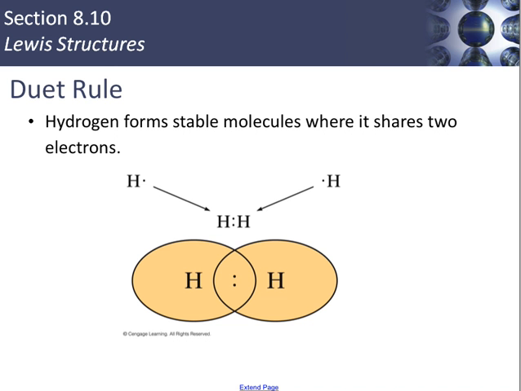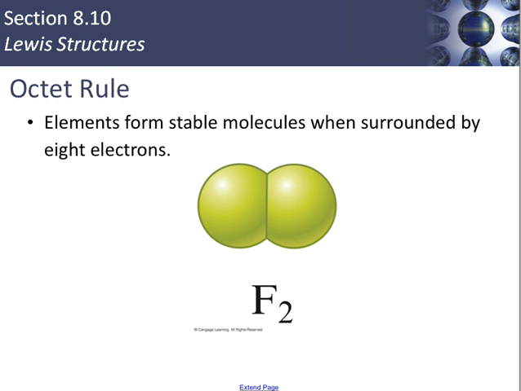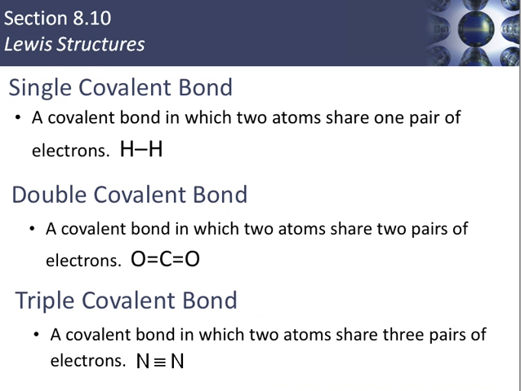This is just restating what I said about hydrogen having the need for only 2 electrons in its outer shell. Most things need 8. We can draw bonds that are single. So this is a sharing of 2 electrons. We can draw double bonds, so that's sharing 4 electrons. We can also draw triple bonds, and that's sharing 6 electrons.